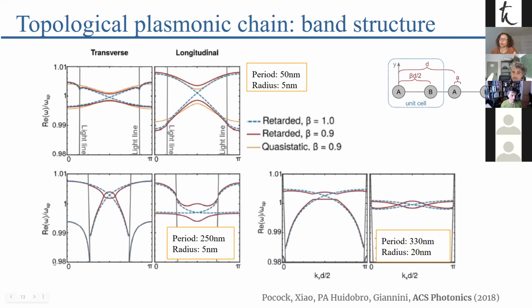But then if we move beyond and increase the periodicities and the size of the particles, we start to see things that greatly differ from the expected tight binding picture. So we start to see how the bands close, the gap closes where one was not expecting, and it behaves very differently for transverse and longitudinal modes. And so we see two examples here where the gap is closed for transverse and open for longitudinal modes, and the opposite for different parameters.